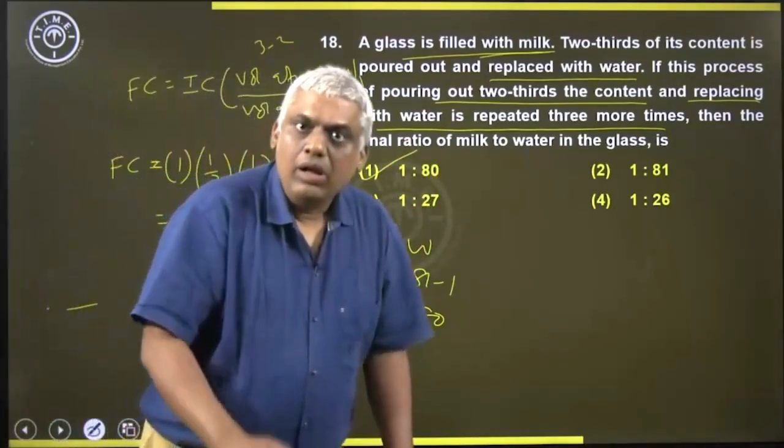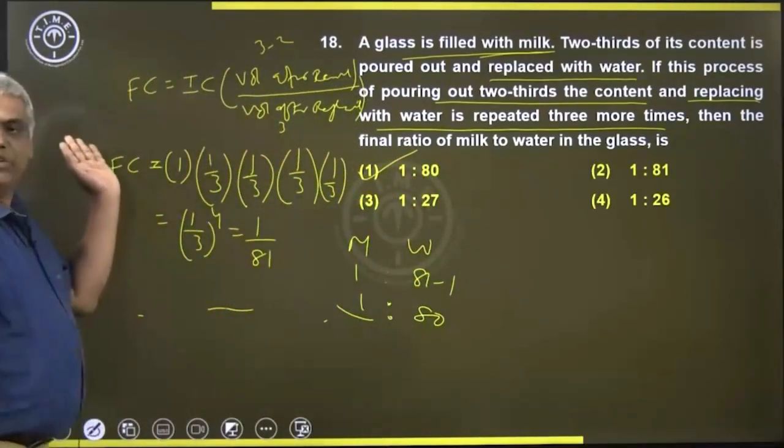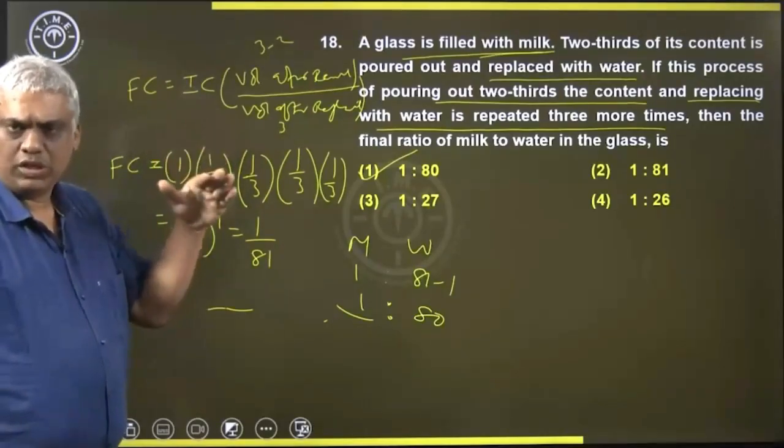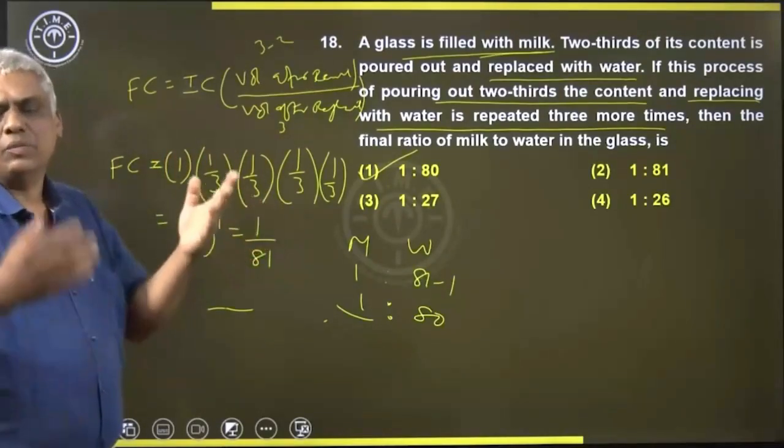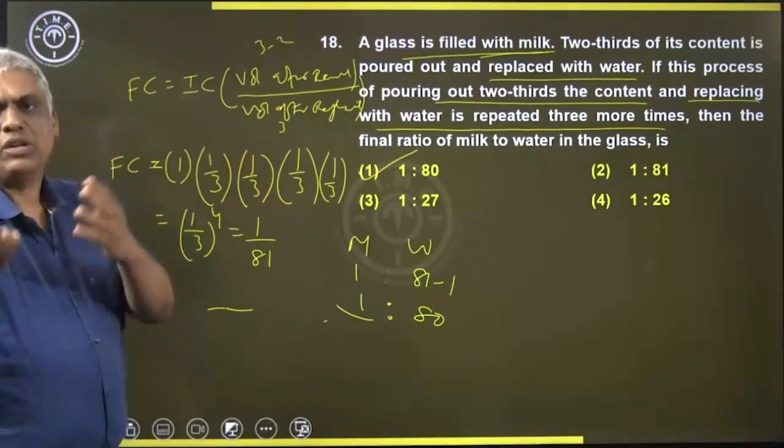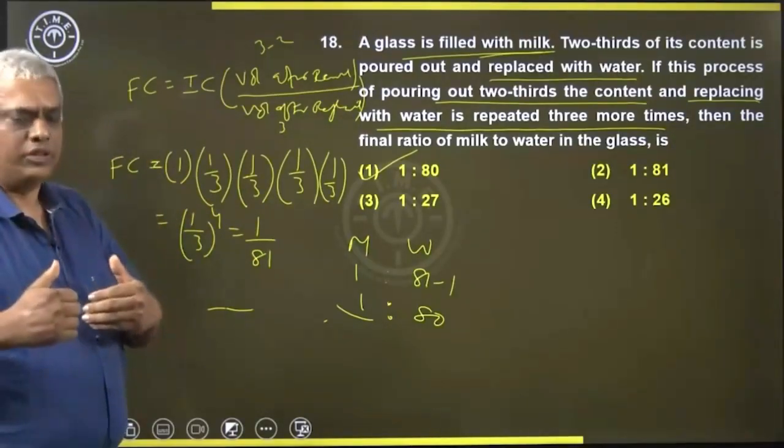I hope this is clear. So every time if you replace 2/3 of the content with 2/3 of water, the mixture becomes, let's say if you replace 2/3, the mixture becomes 1/3, the concentration will become 1/3.